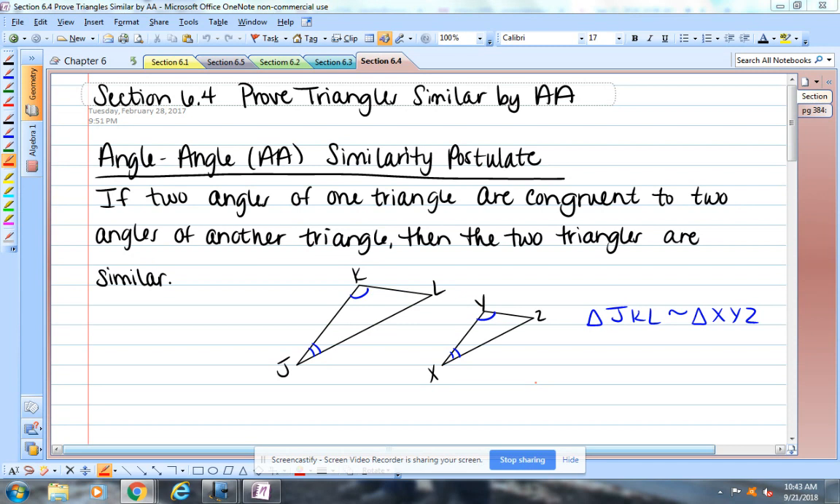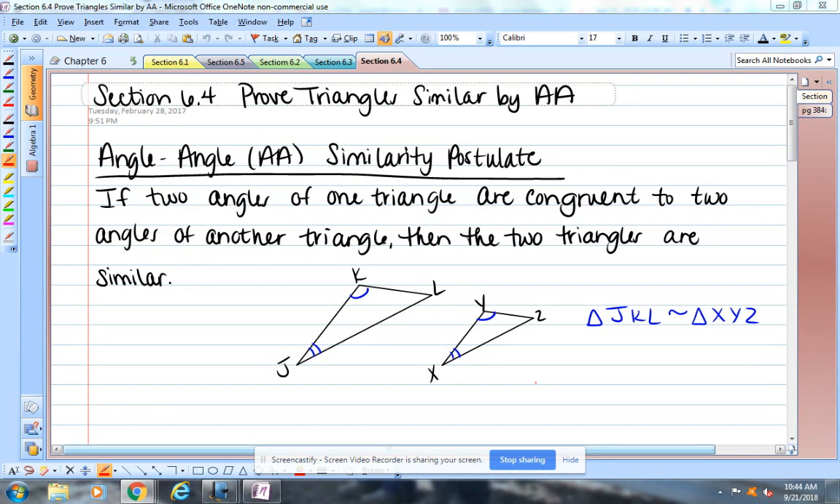So similarity, the way it's different than congruence, because congruence, remember, was all angles are equal and all side measures are equal. Okay? Similarity is the angle measures are still the same, however, the sides can be proportional. Same shape, but different size. So what we're going to start doing for the rest of this chapter is proving that triangles are similar. One of the theorems that we can use to prove that triangles are similar is the angle-angle postulate.